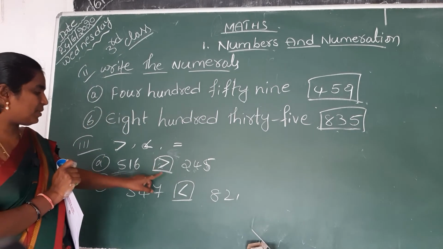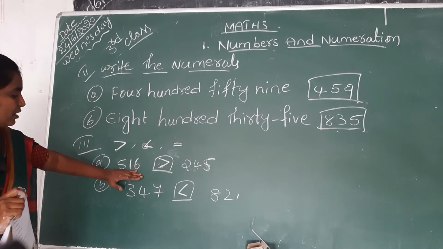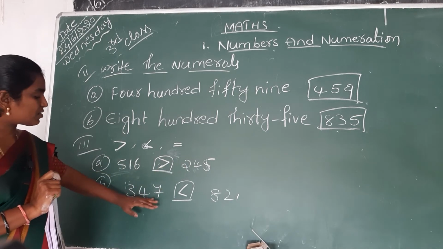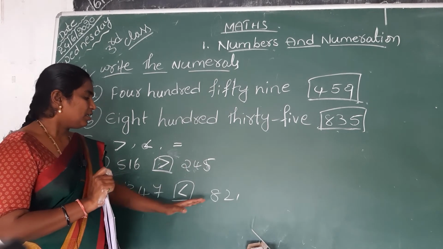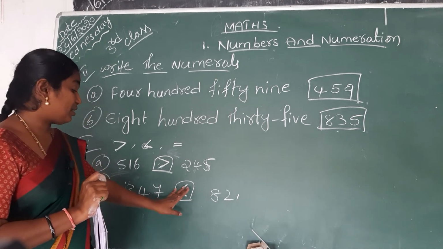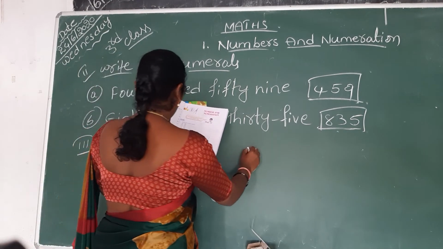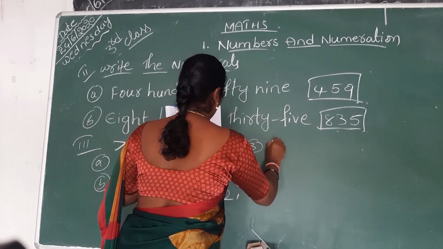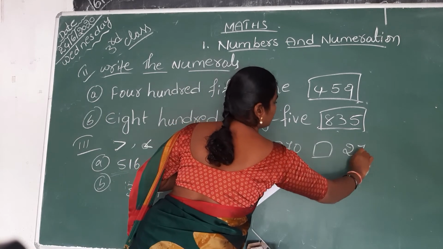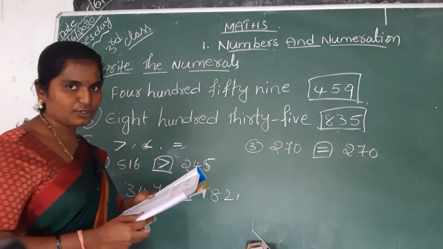This is the greater than symbol, this is the smaller than symbol. Don't confuse these symbols. First you have to check the starting number. If it is bigger than the second number, you have to put the greater than symbol. If the starting number is less than the second number, you have to put the smaller than symbol. And next is equals to, for example, 270 and 270. Both are equal numbers, the same number. So you have to put the equals to symbol.